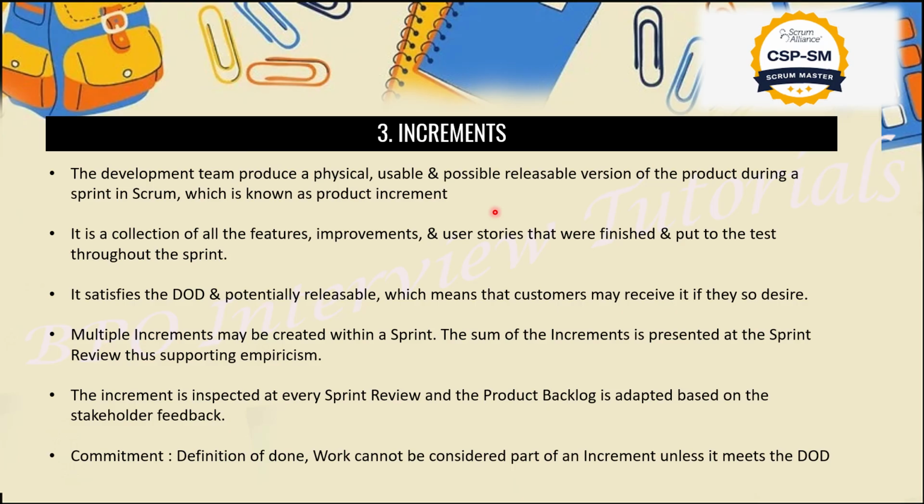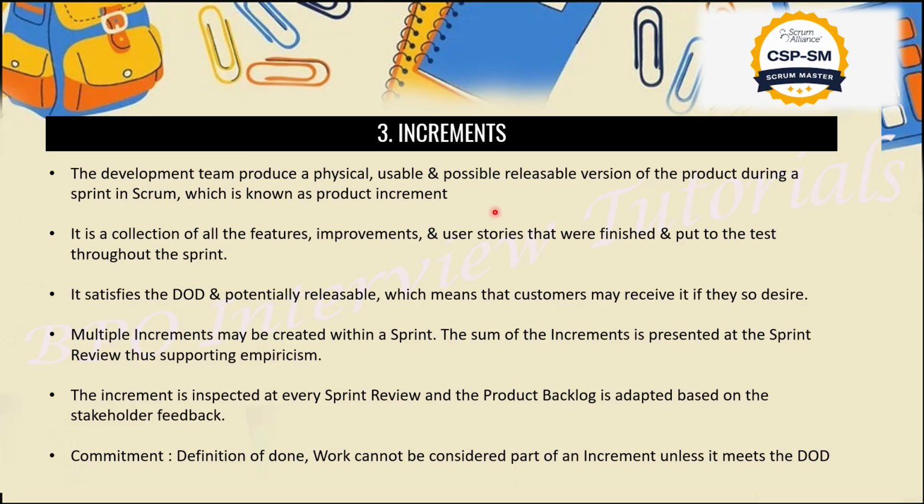I already told you guys, whatever we complete in our sprint, we will be presenting that in the sprint review meet. In the sprint review meet, the product owner will say go ahead, checking the definition of done. If it is done, then yes, that part of the project is completed, and that is known as an increment. The increment is inspected at every sprint review, the product backlog is adapted based on stakeholder feedback, right? Product owner feedback matters a lot. If they give us a go ahead, that means yes, the increment is completed.